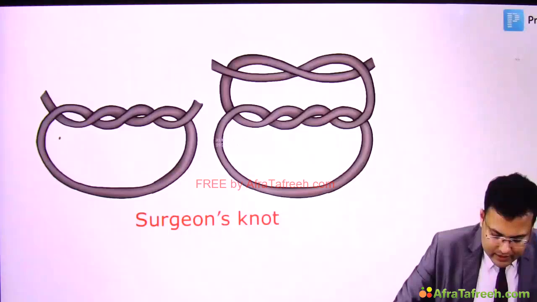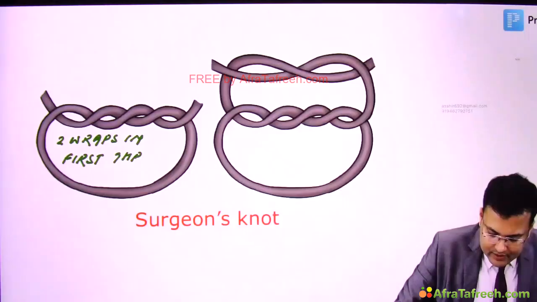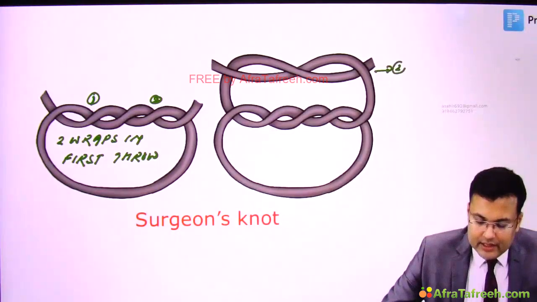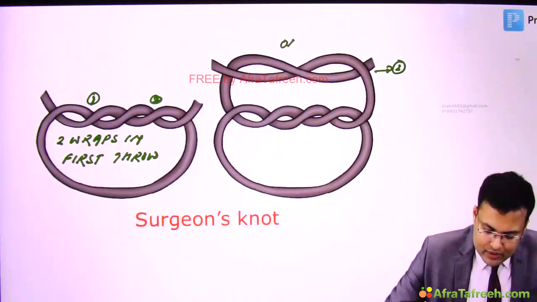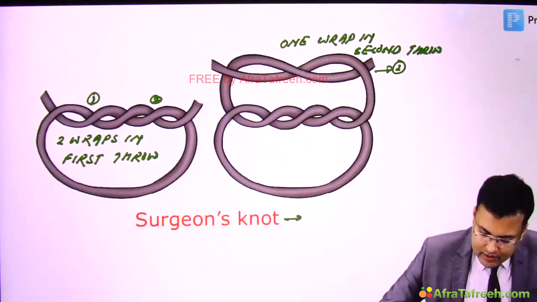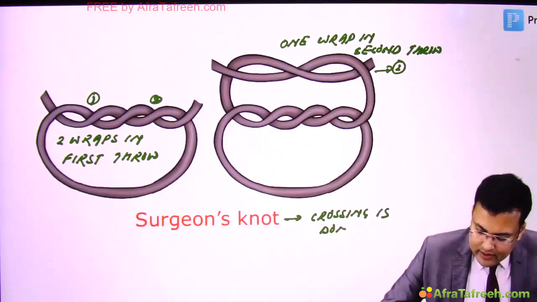So there are 2 wraps in the first throw, right? You can see this is 1, this is 2 wraps, and we have to cross. And in the second throw there is a single wrap, so 1 wrap in the second throw, clear? And crossing is done in each throw. So in surgeon's knot, crossing is done in each throw.